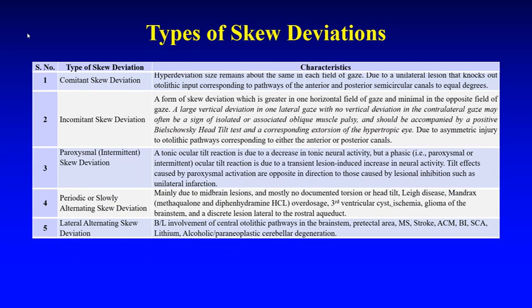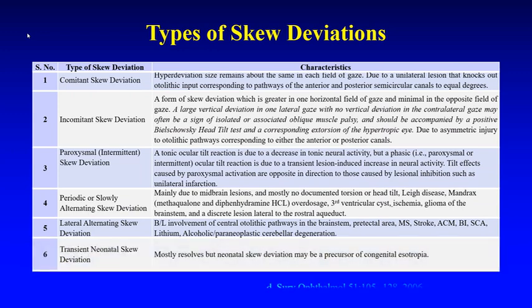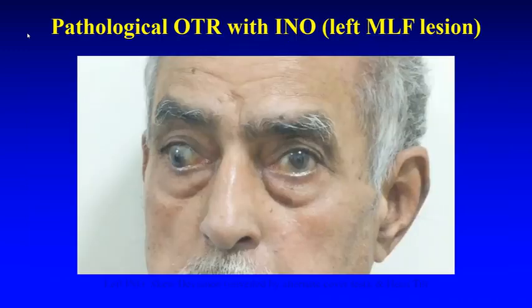Lateral alternating skew deviation is because of the involvement of bilateral central otolithic pathways in the brainstem and pretectal area. MS, stroke, Arnold Chiari malformation, basilar invagination, spinocerebellar ataxia, lithium, alcohol intoxication, and paraneoplastic cerebellar degeneration are important causes. Lastly, transient neonatal skew deviation mostly resolves, but neonatal skew deviation may be a precursor of congenital esotropia.